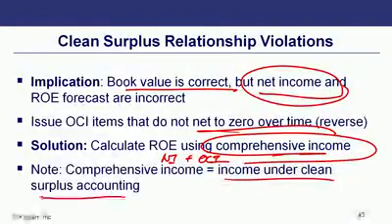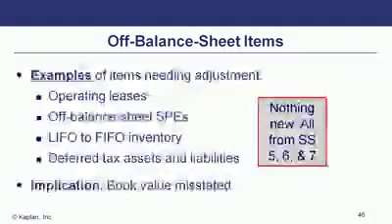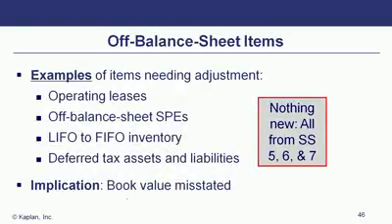Other issues with residual income, you also have off-balance sheet items. Some of these examples are going to need adjustments. Your operating leases. Look, operating leases are off-balance sheet. So what you're going to have to do is capitalize those leases and put the debt on the balance sheet, put the asset on the balance sheet. You have off-balance sheet special purpose entities or vehicles. Put those items onto the balance sheet as well.